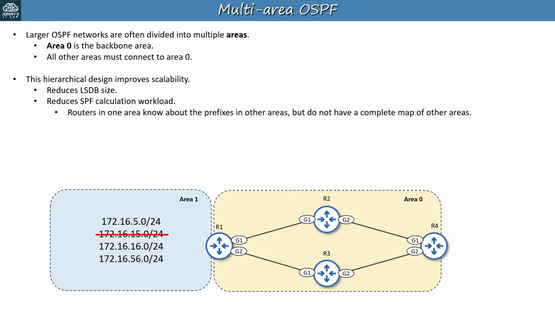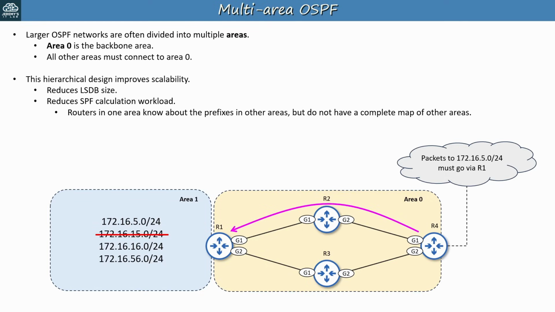But it doesn't have to use the SPF algorithm to calculate a new route to reach 172.16.5.0. The logic is still the same. To reach that prefix, the packets must go via R1, which will then forward the packets to the proper destination. Like this, instabilities in one area are hidden from other areas. If the R1-R5 link is flapping up and down, the impact on R2, R3, and R4 in Area 0 is minimal. They don't have to recalculate routes each time.